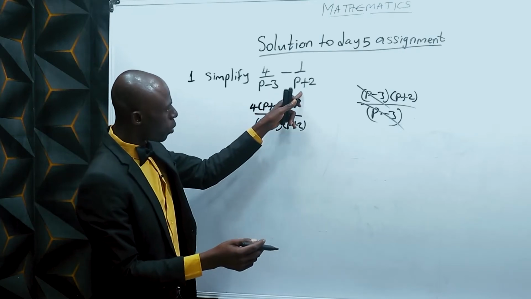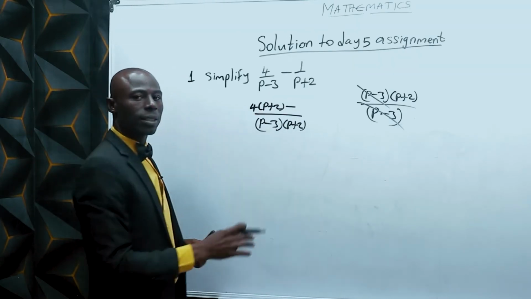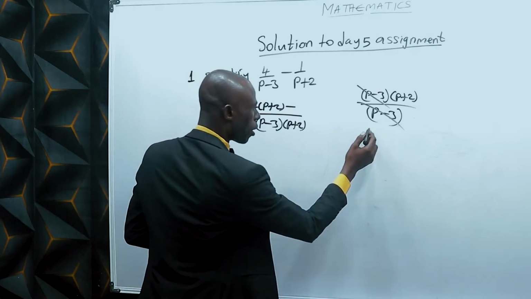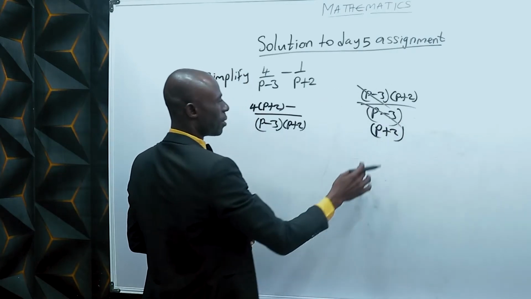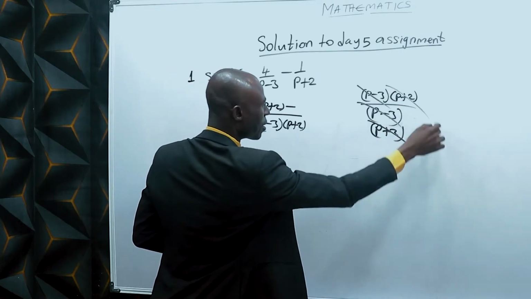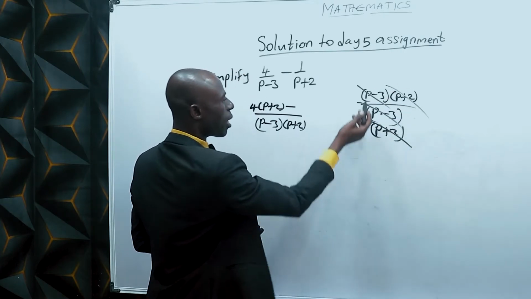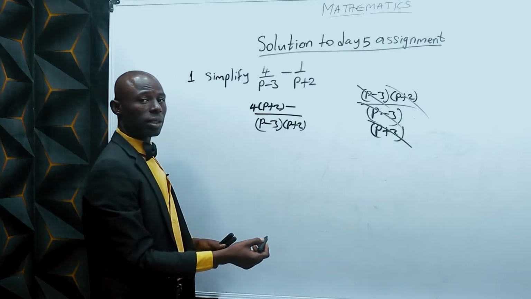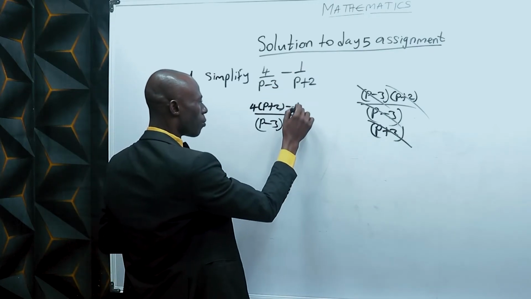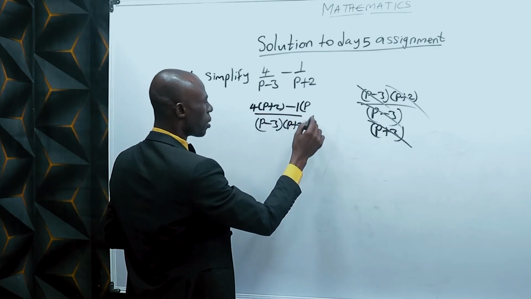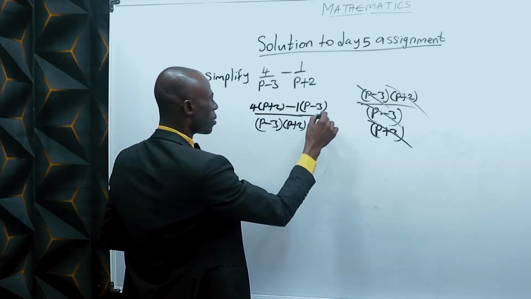Now use p plus 2 to divide this LCM. It will cut this, and you will have p minus 3 left. The p minus 3, use it to multiply this 1. You have 1 into p minus 3.